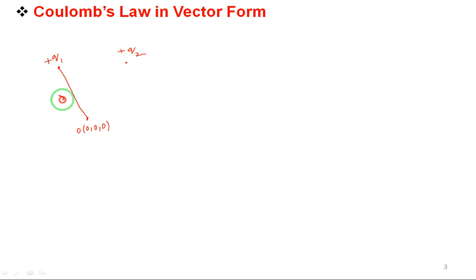Okay, I will call this position vector r1. r1 is the position vector. With respect to origin, q2 is located at the distance r2. This is r2 vector. Then the distance between q1 and q2, I will call it the direction r12 vector, and the unit vector directed from charge q1 to q2 is a12, right? Okay, I have defined all the vectors.